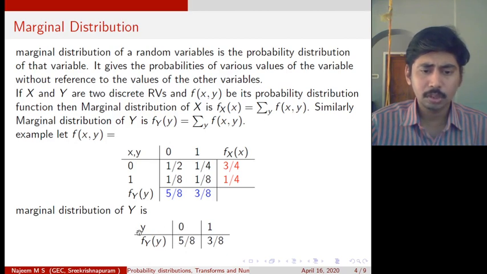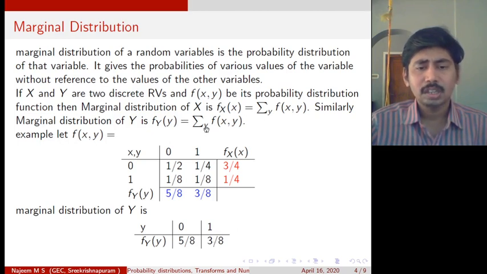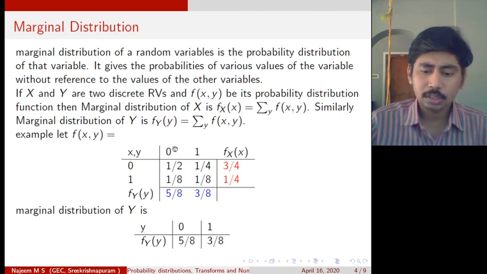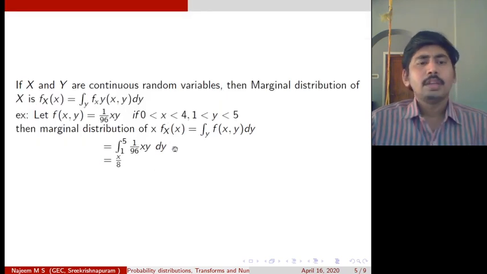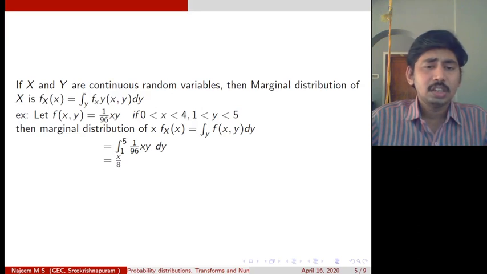Okay, so the marginal distribution is like this: f_Y(y), with respect to y equal to 0, it will be 5 by 8. For 1, it will be 3 by 8. This only represents that we are doing sigma over x in order to get f_Y(y). These are the y values. So with respect to x, if we do that, you will get this 5 by 8, which is the marginal distribution.